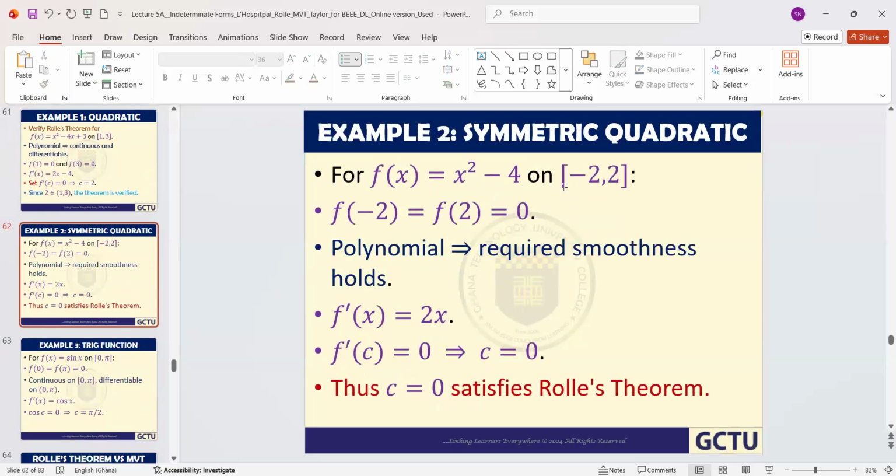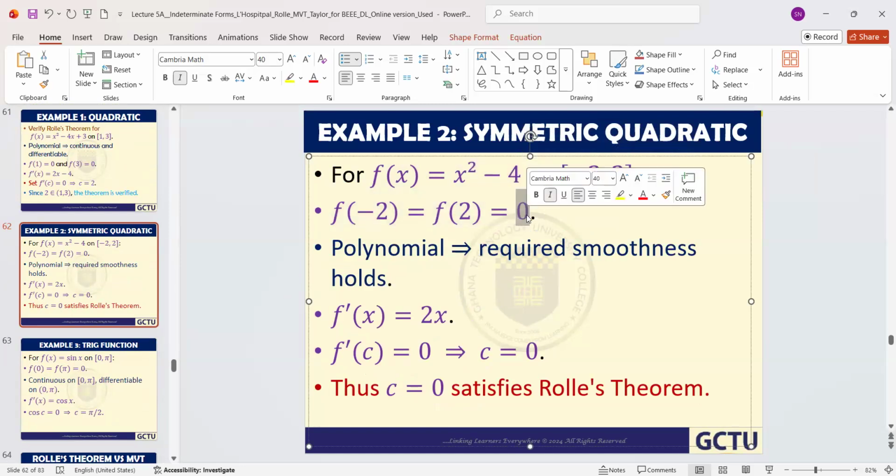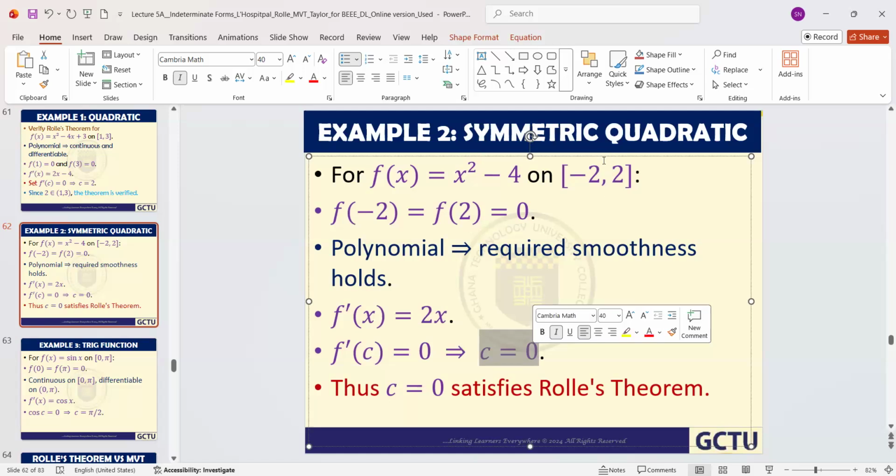Okay, another example. This time, my values are -2 and 2. So again, difference of 2 squares, we know it's a polynomial, so it's continuous. If you substitute -2 and 2, the answer will be 0. So that is step 3. Differential of 2x squared will give you 2x. If I equate 2x to 0, I will end up getting c is equal to 0. And you know that the value 0 is in the interval -2 and 2.